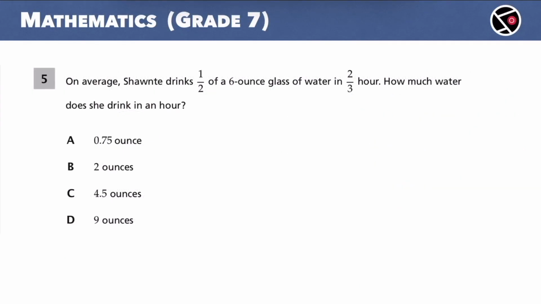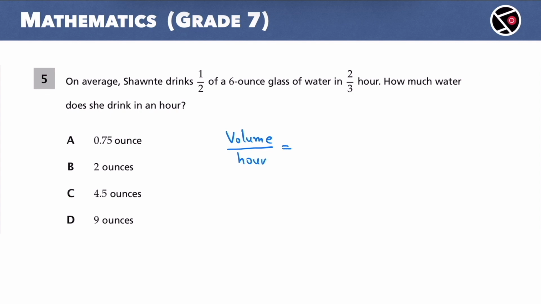Problem number 5. On average, Shawante drinks 1/2 of a 6-ounce glass of water in 2/3 hours. How much water does she drink in an hour? In simple language, we need to find the speed at which Shawante is consuming water. Our goal is to find the volume consumed by Shawante in a given time. Time is hours.